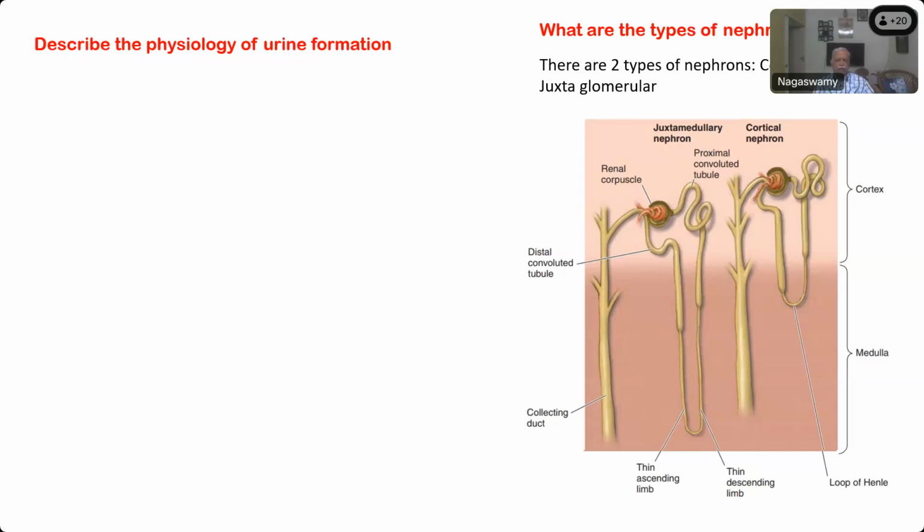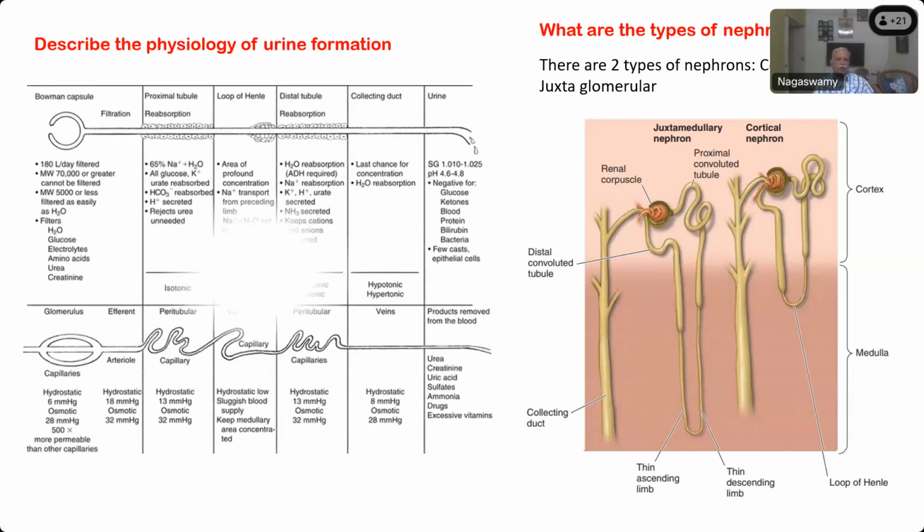That is why the earliest indicator of diabetic renal nephropathy is microalbuminuria. More than 300 milligrams per 24 hours of urine. If albumin is present in the urine, then we suspect diabetic nephropathy has set in.